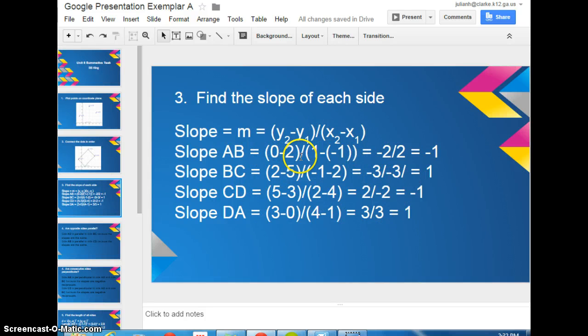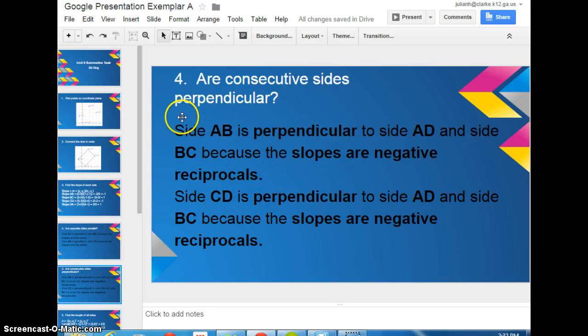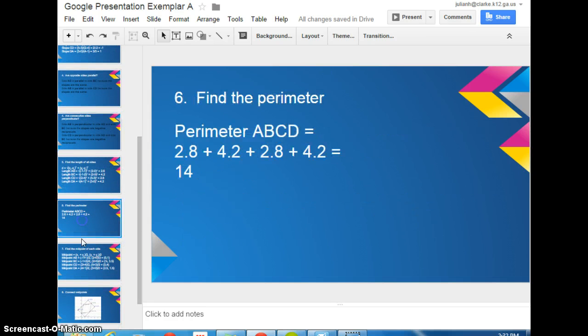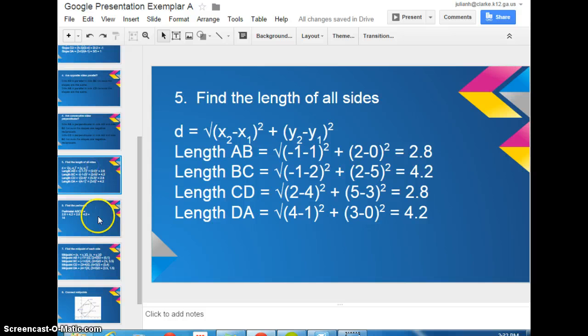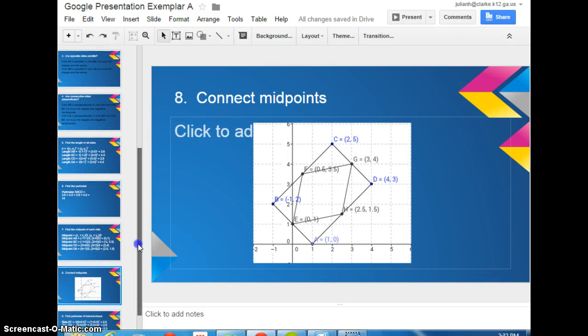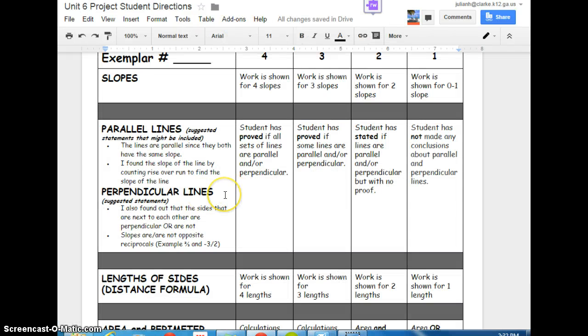So the next thing I'd do is probably rework it and make sure they set it up correctly. Then, did they answer the question about opposite sides being parallel? And did they justify talking about the slopes? Continue going on. Did they show they were perpendicular? And so on. So finish going through this exemplar on your own or in class and see if you agree that they did all the work. Consider your own after you do that.